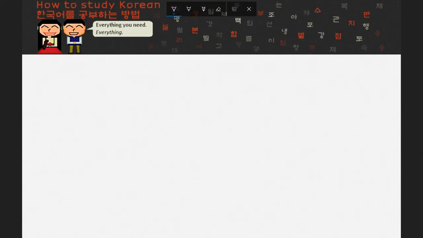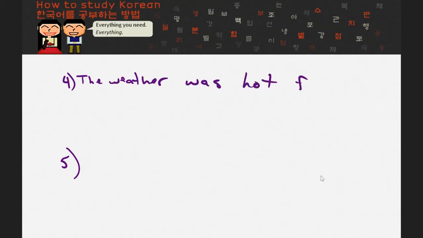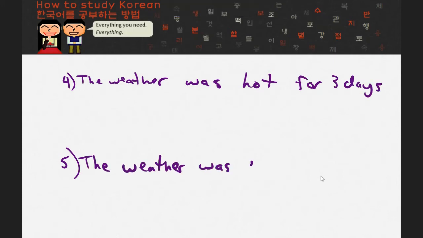The next 2 sentences we would like you to try are similar both in grammar structure and in vocabulary. So I'm going to show you both of them, and you can try to translate both of them at the same time. The first sentence is, the weather was hot for 3 days. And the next sentence is, the weather was hot on the 3rd.